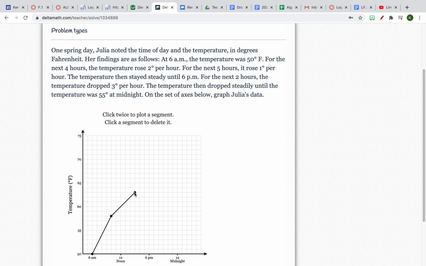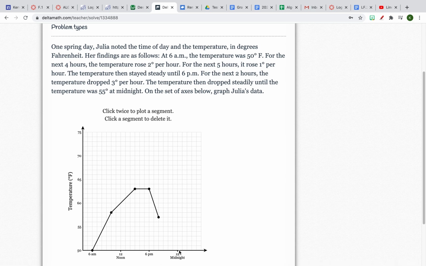The temperature stayed steady. That means it's not going to go up or down until 6 p.m. So I just made sure that it was at 6 p.m. And then for the next 2 hours, it drops 3 per hour. So 1, 2, 3 down. That's 1 hour. 1, 2, 3 down. That's 2 hours. The temperature then dropped steadily until the temperature was 55 degrees at midnight. So midnight and 55 degrees.